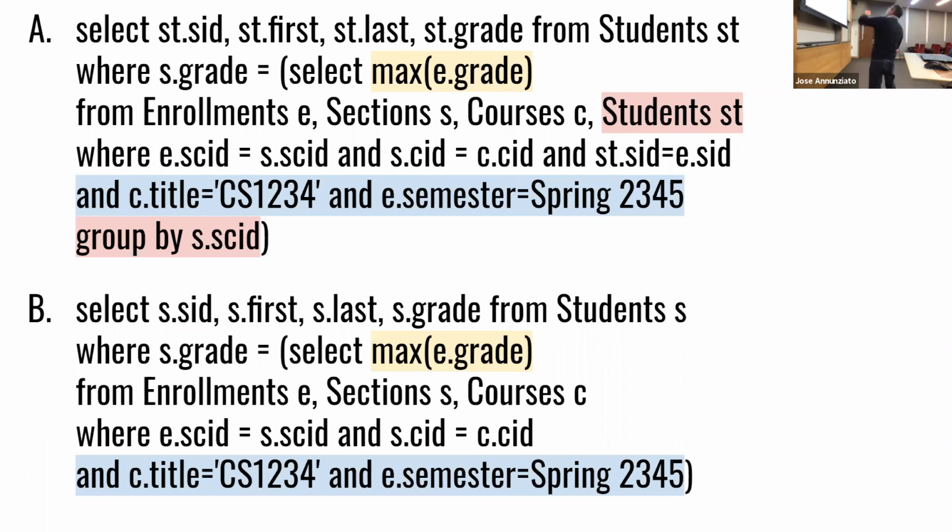So here's the enrollment section, the section. I'm sorry, the enrollments table, the first one, right? Number A, right? So enrollment sections course student, and there's the first where clause where it joins all of them. So it's joining the enrollment with the section.